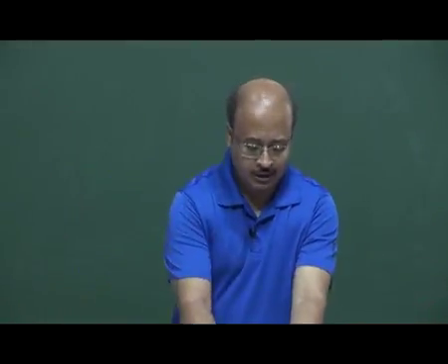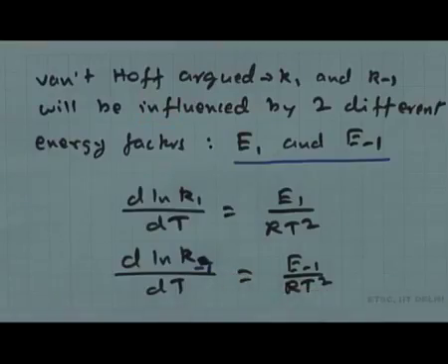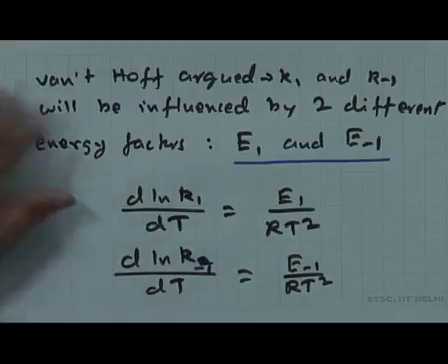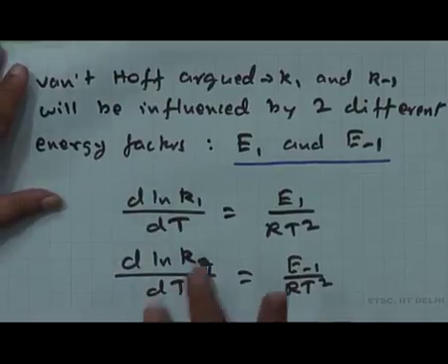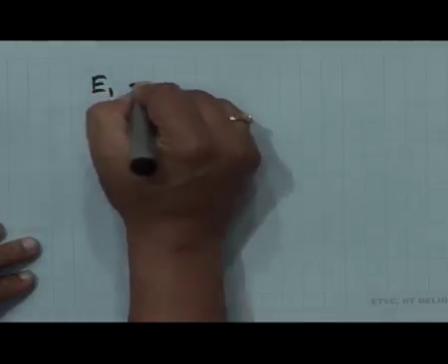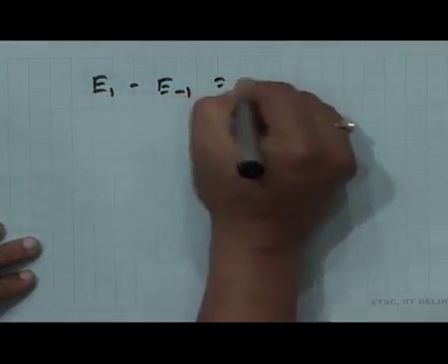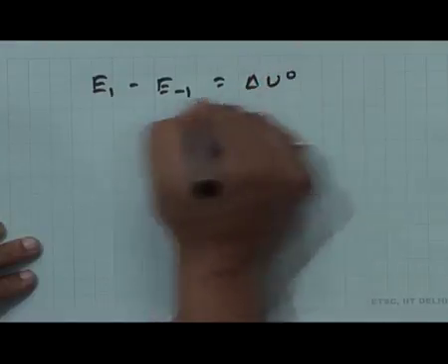Having said this, he then said that based on this, if I am able to write this, I should also be able to write that E1 minus E minus 1 is equal to delta U naught.